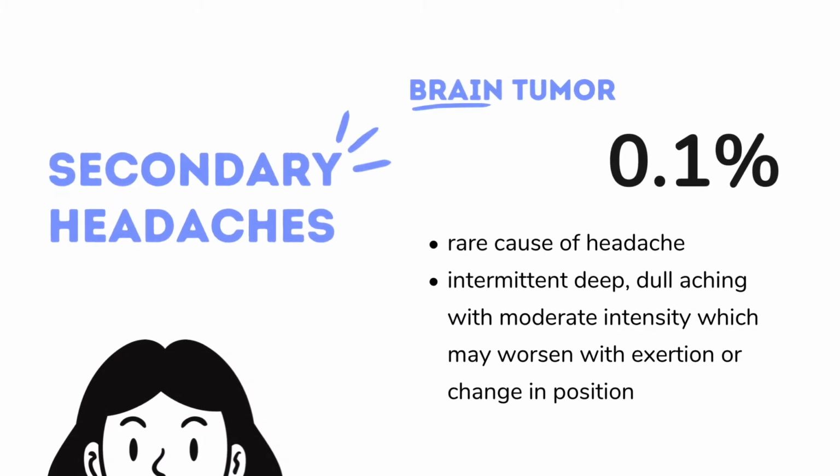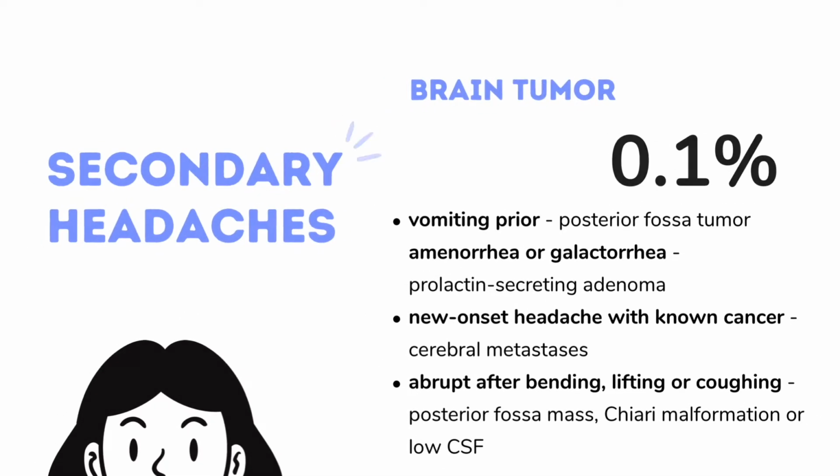Brain tumors are rare causes of headaches, with only 0.1% prevalence. It is intermittent, deep, dull, moderate pain, which worsens with positional change or exertion. Other characteristics that may point out the location or the type of tumors are vomiting for posterior fossa tumors, amenorrhea or galactorrhea in prolactin-secreting adenoma. If with known malignancy and de novo headache, it could be cerebral metastasis.